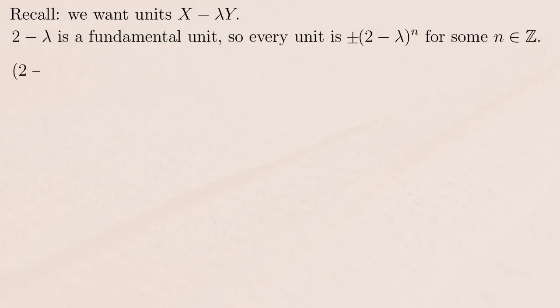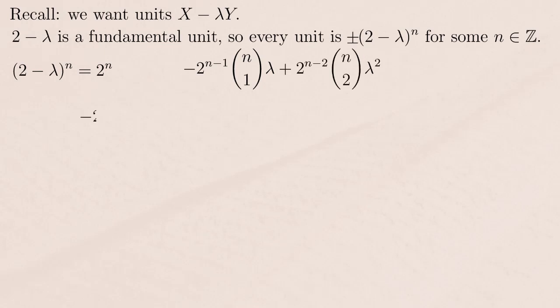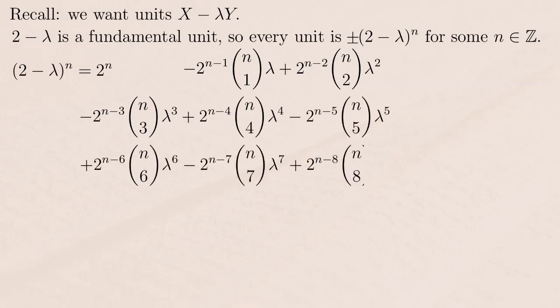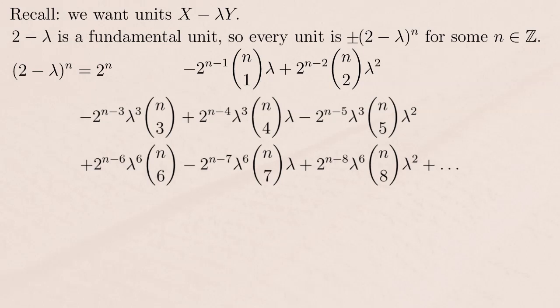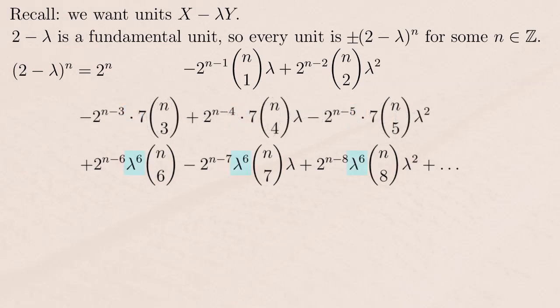Let's expand 2 minus lambda to the n binomially. We get 2 to the n minus some multiple of lambda, plus some multiple of lambda squared, minus some multiple of lambda cubed, and so on. I'll just write a few of them out. And now let's tidy this up. Firstly, these three all contain a factor of lambda cubed, which I'm going to factorize out. And these three all contain a factor of lambda to the 6, which I'm going to factorize out, and so on. Now we'll replace the lambda cubeds we just factorized out with 7s, and the lambda to the 6s with 7 squareds, and so on.